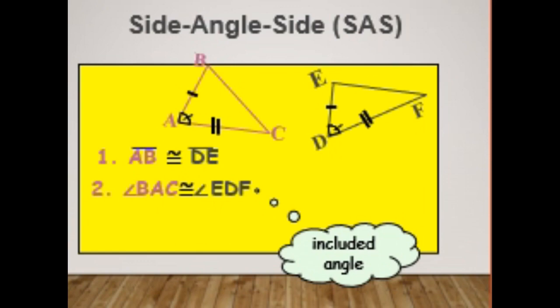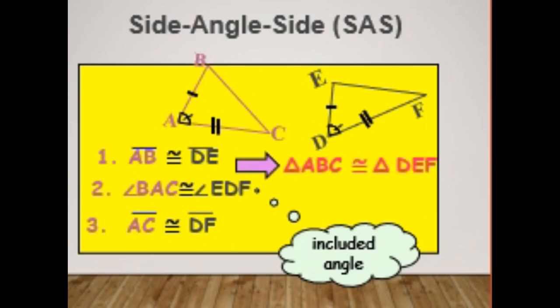So, let's look at our first triangle, which is triangle ABC. Angle A is the included angle of side AB and side AC. Now, how about the second triangle? We have triangle DEF. So, angle D is the included angle of side DE and side DF. Alright? Now, let's name another corresponding side. We have side AC is congruent to side DF. So, therefore, triangle ABC is congruent to triangle DEF. So, in order to use the side-angle-side postulate, we must be able to identify the appropriate sides and angles. Okay?